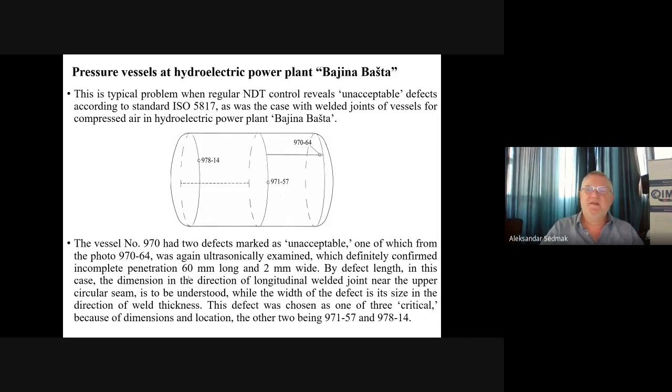It was practically incomplete penetration. This is a 50 millimeter stick, so it was welded from two sides, and incomplete penetration is not a big surprise in that case. It was 60 millimeters long and 2 millimeters wide, and it was unacceptable by the standards at that time, and even by today's standards.